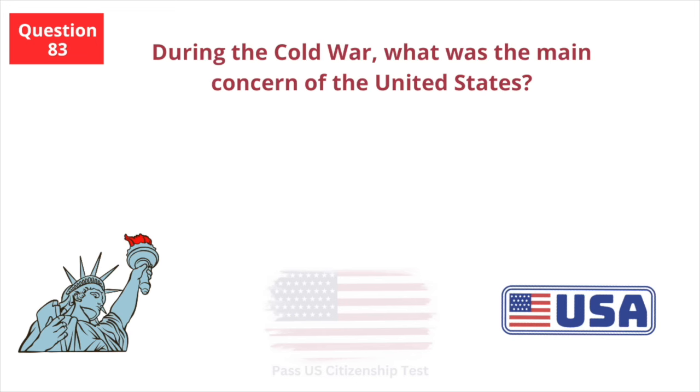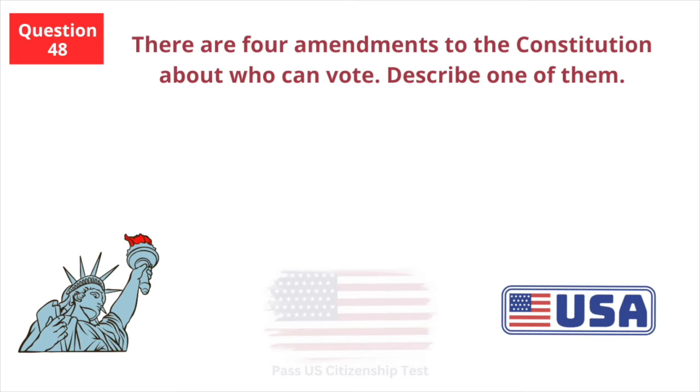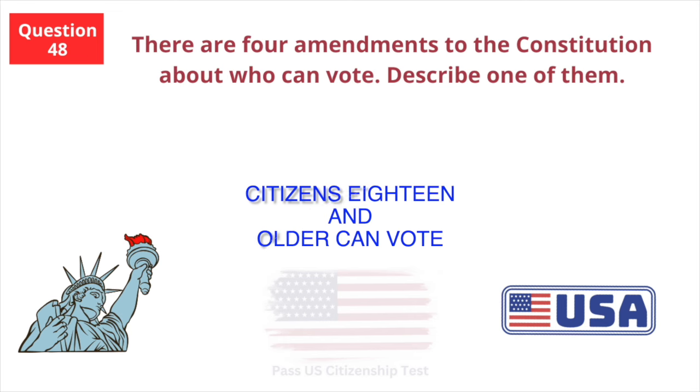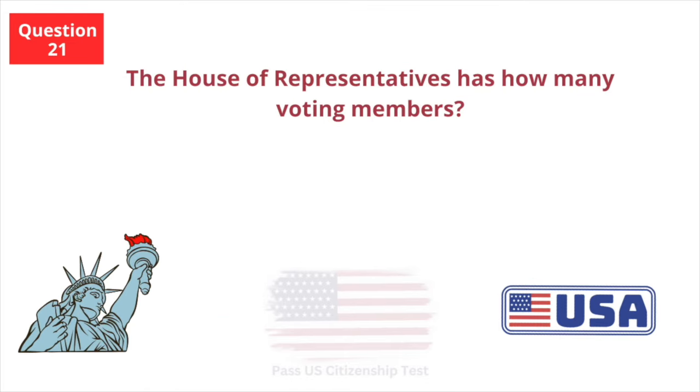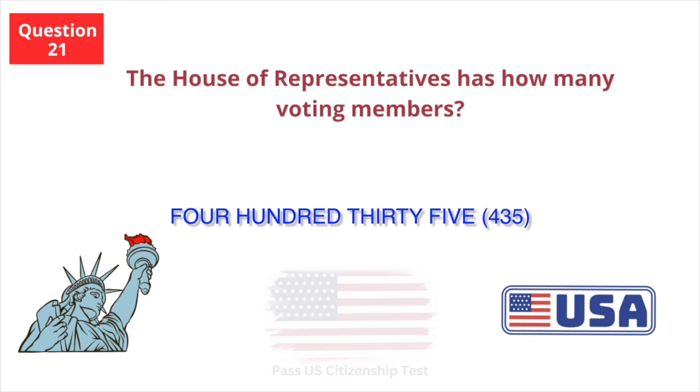During the Cold War, what was the main concern of the United States? Communism. There are 4 amendments to the Constitution about who can vote. Describe one of them. Citizens 18 and older can vote. The House of Representatives has how many voting members? 435.